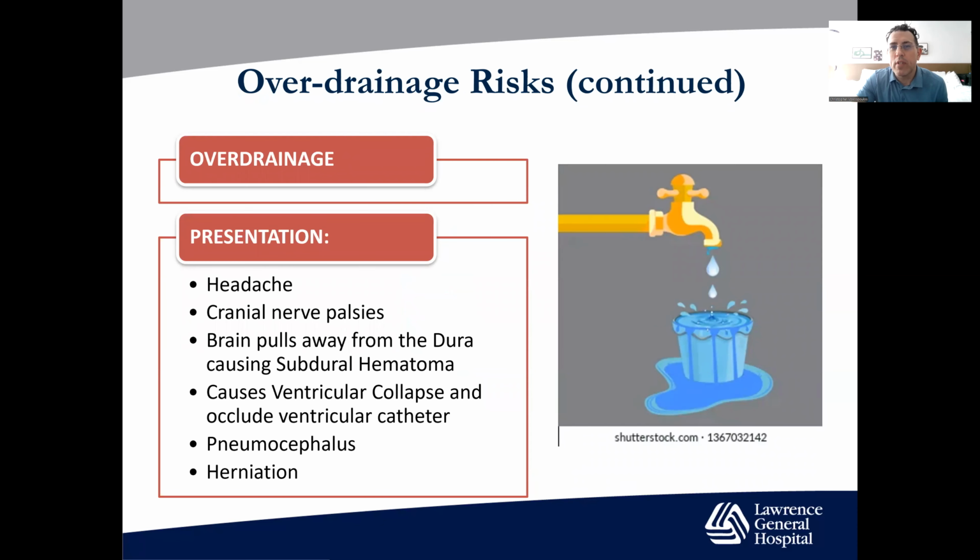Again, over drainage risks continued here. Just as with under drainage, you can have headache, altered mental status, and cranial nerve palsies, and as the dura moves away from the skull, you can have subdural hematomas, and you can also have what's called hygroma formation as well.